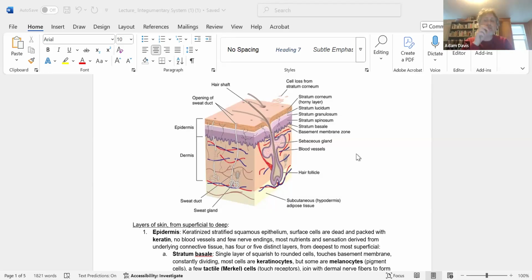They are going to basically consist of a nerve fiber bundled up with a little bit of connective tissue to form what is called a tactile disc or a Merkel disc. If you call it a Merkel disc, capitalize the M in Merkel. It's named after the German scientist who first described them.